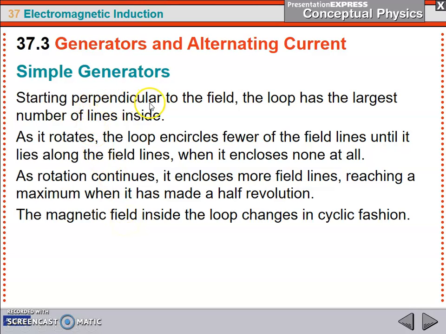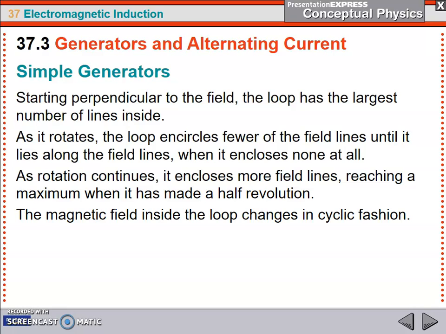All right, starting perpendicular to the field, the loop has the largest number of lines inside. And as it rotates, the loop encircles fewer of the field lines, less flux, until it lies along the field lines when it encloses none at all, no magnetic flux lines. As rotation continues, it encloses more field lines, reaching a maximum when it has made a half revolution. The magnetic field inside the loop changes in cyclic fashion.